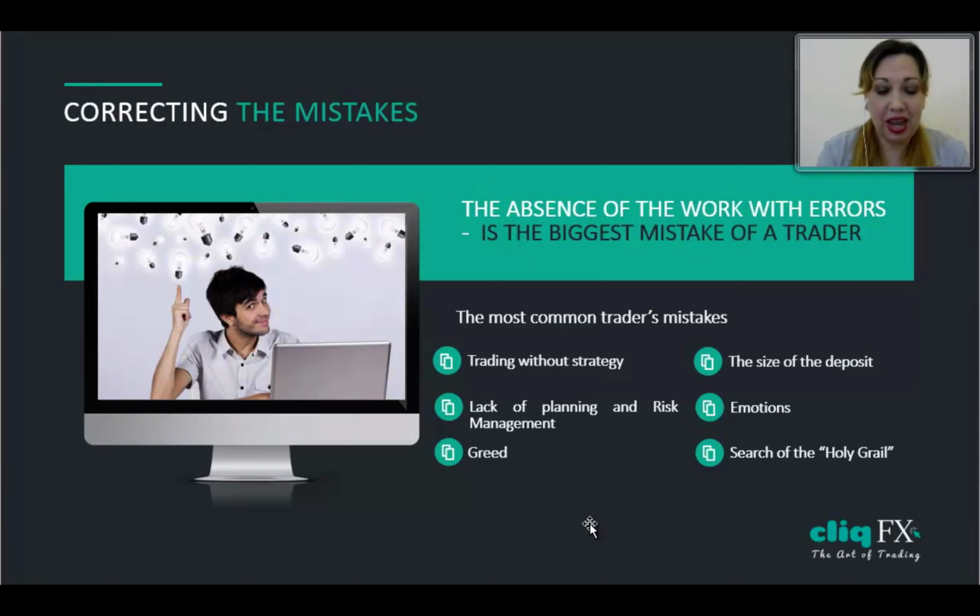Analysis of the mistakes will help you to avoid losing your deposit, and you will continue to work with the Forex markets with more confidence, which is very important. And you should remember that making mistakes is normal, absolutely. What is really bad is not making conclusions from our mistakes.